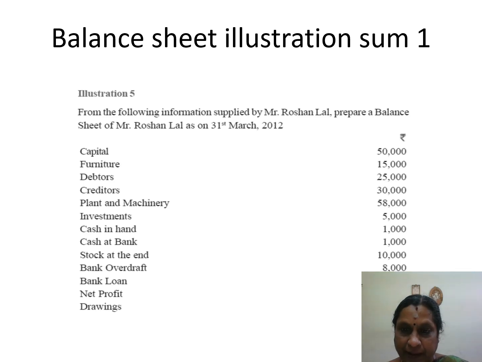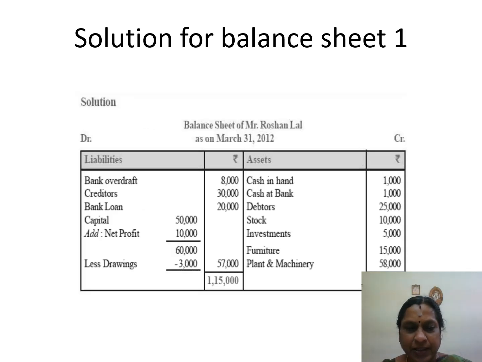Now, the solution will be like this. As I said, bank overdraft, creditors, bank loan are the liabilities that will appear on the liability side, and capital is being adjusted with net profit and drawings. We are adding net profit to capital and we are deducting drawings to know the exact capital or equity available. And on the asset side, we have cash in hand, cash at bank, debtors, stock, that's closing stock, then investment, furniture and plant and machinery. Furniture and plant and machinery are fixed, rest of the assets are current assets.